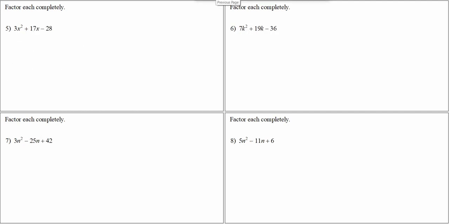All right, here's the next section, and this is where it gets a little complicated. This is probably where we have a hard time. These are called trinomials. We should know that already, but maybe we don't. A trinomial has 3 terms.